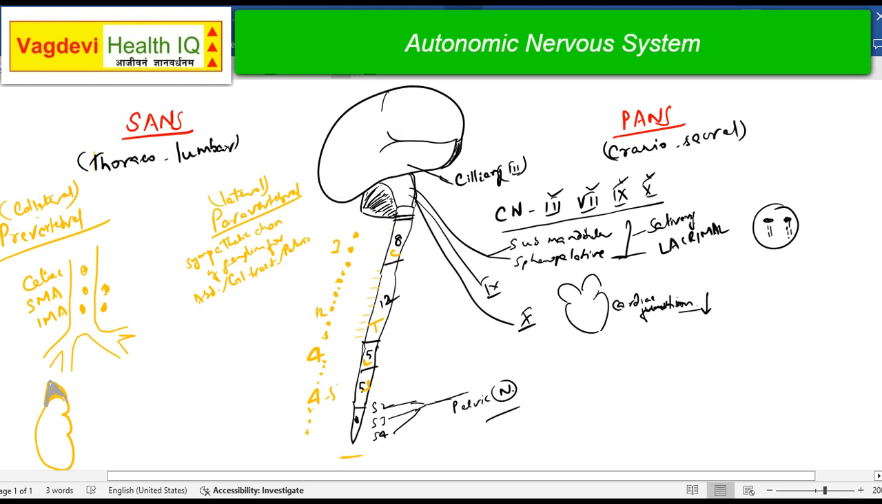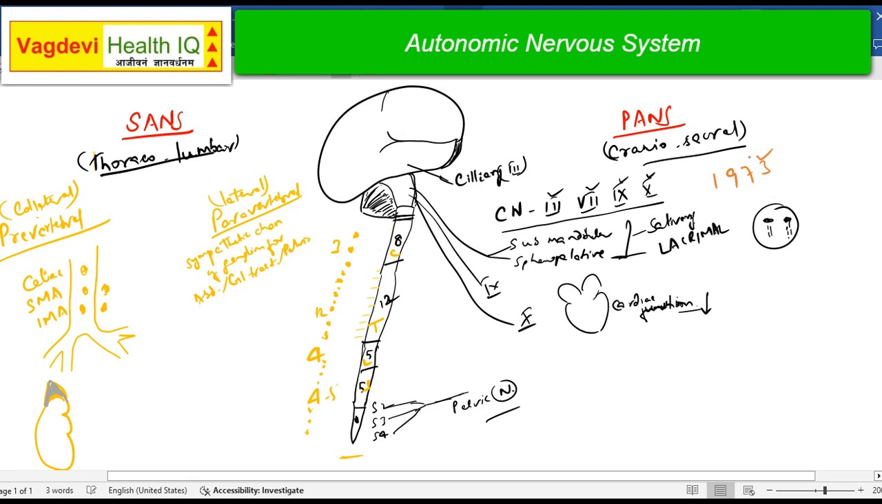Okay, this was the common division, how it happens and at which level. Basically, remember that sympathetic goes through the thoracolumbar region and parasympathetic through the craniosacral region. How will you remember these many nerves? You can remember the numbers 3, 7, 9, 10, but this is difficult to remember. So I'll tell you a very easy method. The method is, remember 1, 9, 7, 3.